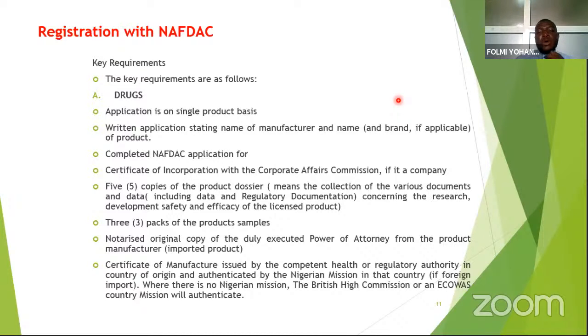You also have 5 copies of the product dossier. When we talk of a product dossier, we're talking of a collection of the various documents and data, including regulatory documentation concerning research, development, and efficacy of the licensed product. All this you submit to NAFDAC. We're talking about drugs for the purpose of this class. We're just looking at drugs and the key requirements. Then 3 packs of the product samples.